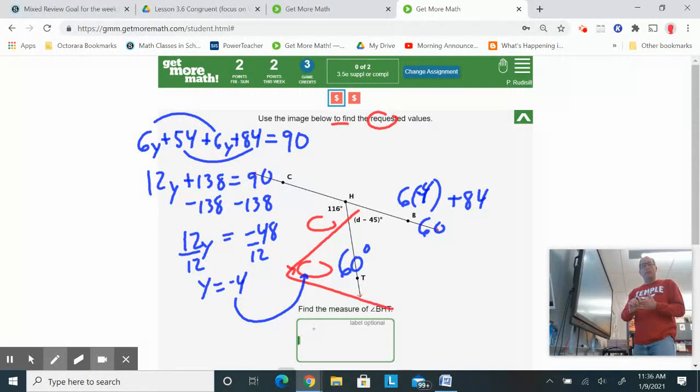Just be careful. Some of them add up to be 180. Some of these add up to be 90. Do your best.